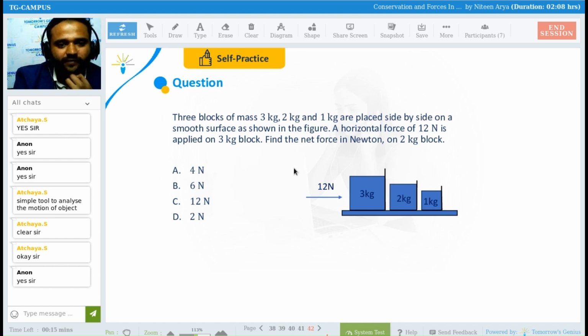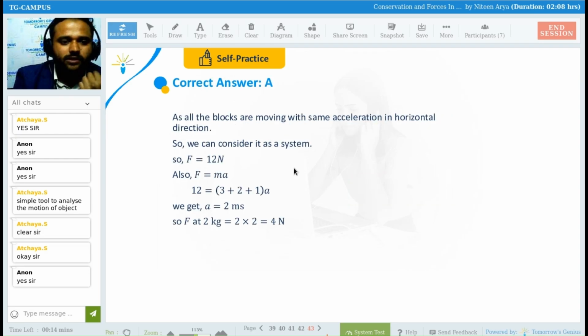See, 3 blocks of mass 1, 3, 2 and 1 are placed side by side on a smooth surface. A horizontal force of 12 Newton is applied on the 3 kg block. Find the net force on the 2 kilogram block. All the blocks are moving with the same acceleration in the horizontal direction. The total force is 12 Newton, which is MA. That is 12 equals 3 plus 2 plus 1 times A. So from here we can get A. Force on the 2 kilogram block is mass into acceleration.